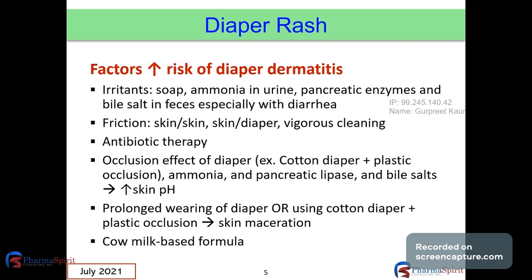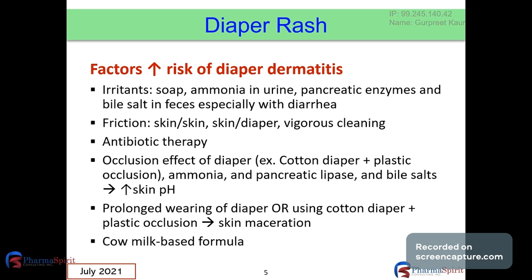Here we'll talk about additional risk factors. So irritants such as soap, the ammonia in the urine, pancreatic enzymes, and bile salt in the feces, especially with diarrhea. So children who have diarrhea, there is more stool coming out. The stool may contain some pancreatic enzymes, may contain some bile salts, and these are very irritating. Friction, either skin to skin or skin to diaper, and also vigorous cleaning. When the mother is cleaning, if she's a little bit aggressive, this can cause diaper rash.